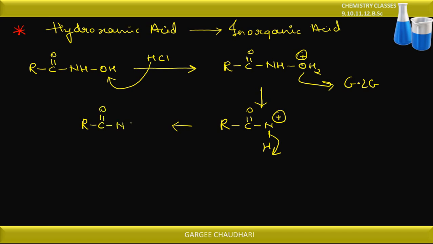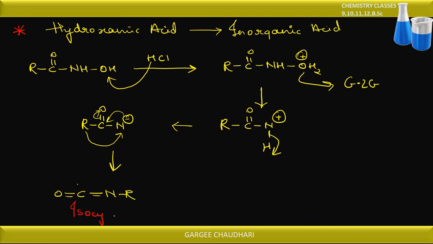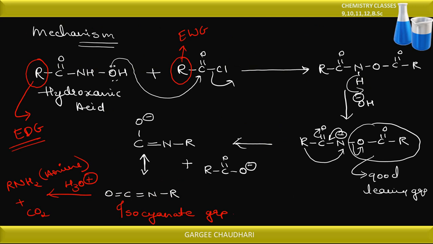O N negative. Again here the rearrangement will happen. The negative charge will open here or will donate to the carbon. This bond will open on to the oxygen and this alkyl group will attach to the nitrogen and we will again have our isocyanate group that we had in the previous mechanism. So this is again our isocyanate group. And isocyanate we know on further hydrolysis gives us amine plus CO2. So this was the mechanism of Lossen rearrangement.